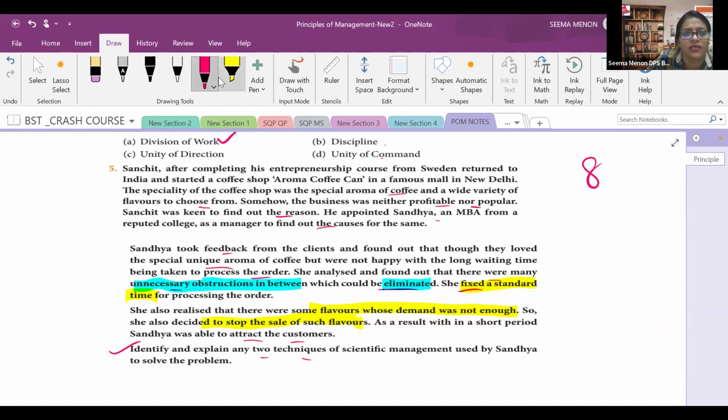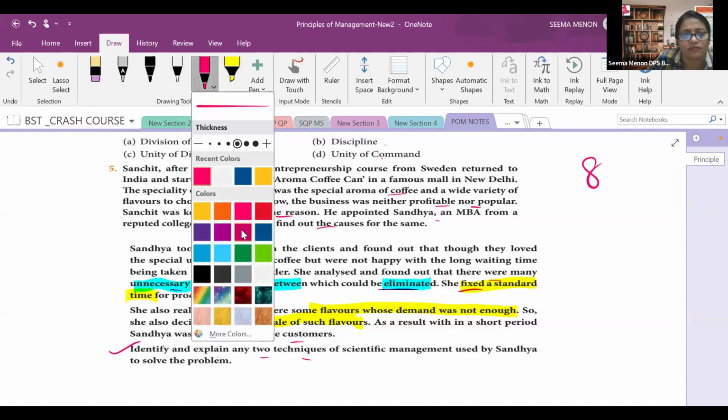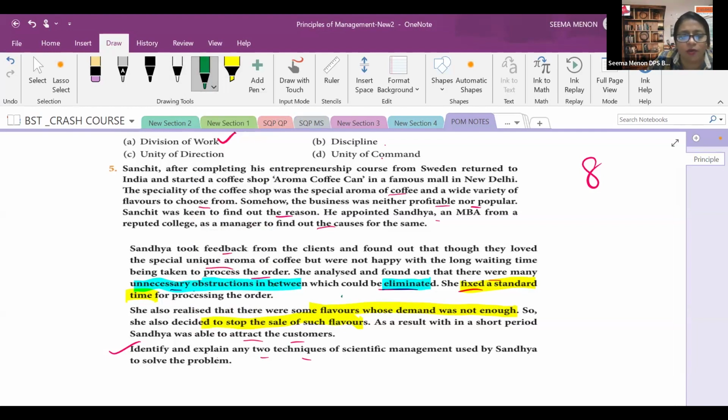So here you can see that unnecessary obstruction should be eliminated. So what is this? If you remember, this is motion study. This is your motion study, right? So unnecessary obstruction should be eliminated. That is one of the points she found out, so we need two techniques.